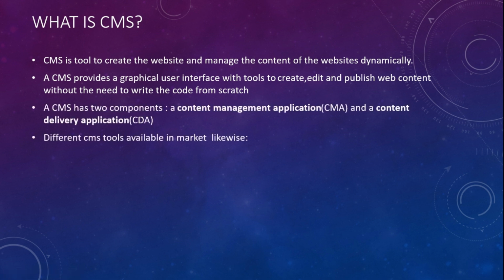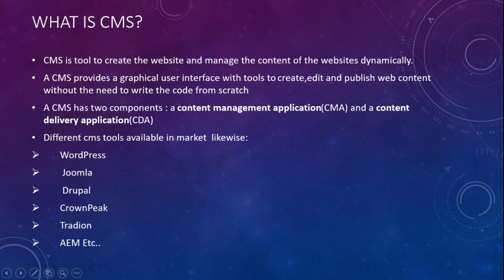Another thing, it has two types, but let it be about this. We have a lot of popular CMS tools, such as WordPress. By using WordPress we can simply drag and drop and easily design the website. After that we have Joomla, Drupal, Crownpeak, Tridion, and here we have AEM. This is the most popular nowadays, and AEM is trending. Why? Because of the authoring. That means you can easily author the content. If you want to type any information, you can easily add it here. That is nothing but authoring.